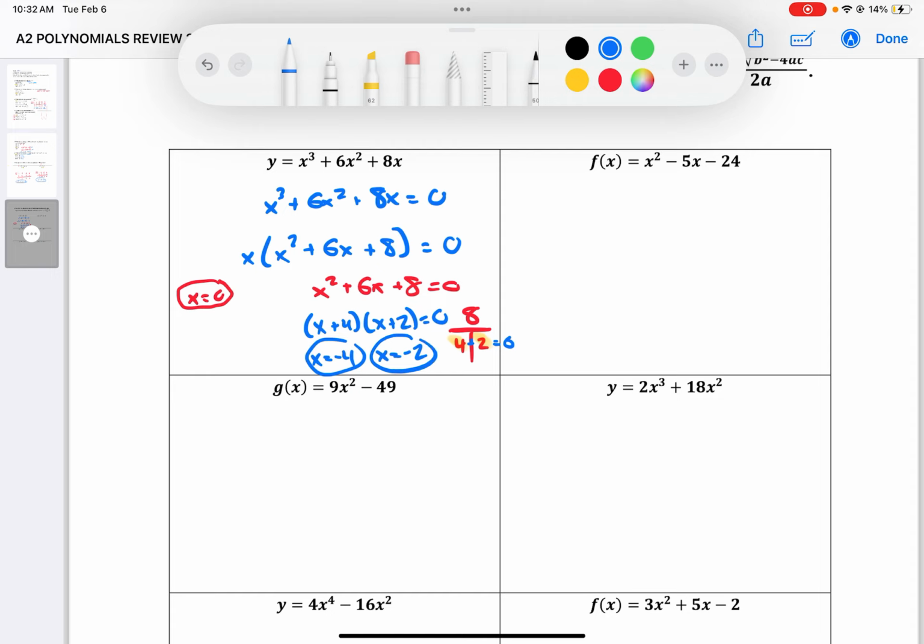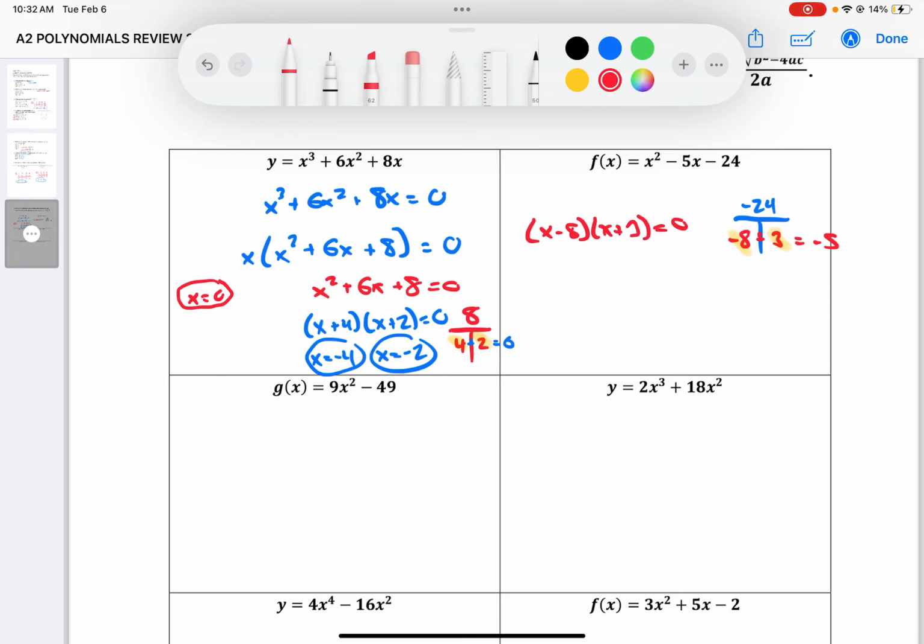Second one is just like that, except we don't have to factor out an x first. We're starting with a quadratic. So factors of -24. Well, I could do 8 and -3, but that will add up to +5, and I want -5. So how about we do -8 and +3, which also multiplies to -24, but now adds up to -5. So that gives me the two numbers that I desire, which means this factors to x minus 8, x plus 3.